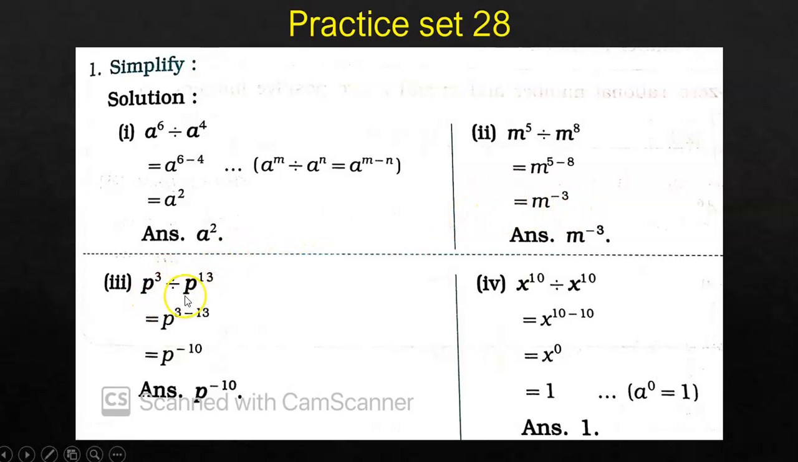P raised to 3 divided by p raised to 13. This is p raised to 3 minus 13. Here you will write the law, which is p raised to minus 10. Fourth one, x raised to 10 divided by x raised to 10 is x raised to 10 minus 10. Please write the law over here, which is x raised to 0, and we know that x raised to 0, the value is 1, which is equal to 1. And see here the law is written, since a raised to 0 is equal to 1, so the answer is 1.